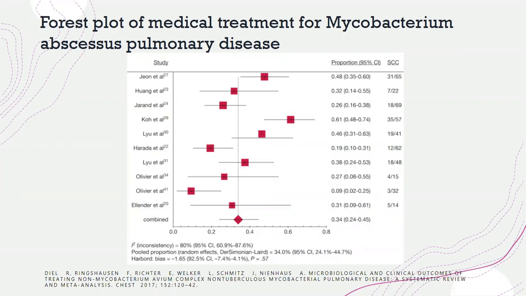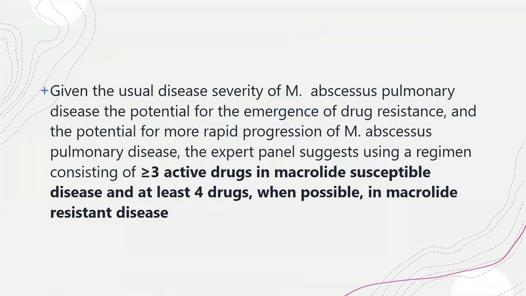The second thing I wanted to highlight is that all these retrospective case series always used regimens of 3 drugs or more, never less. Given that fact, and given the usual disease severity of Mycobacterium abscessus and the potential for drug resistance, it's highly suggested that you use at least 3 active drugs in macrolide susceptible disease and at least 4 drugs in macrolide resistant disease.